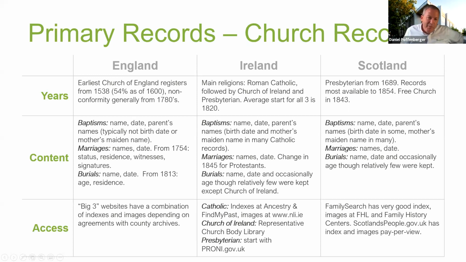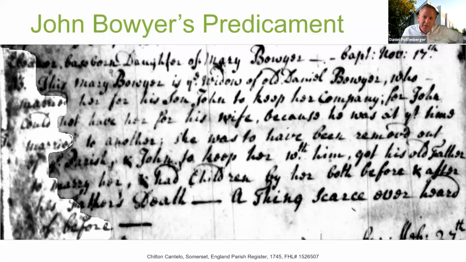I'm going to run through a couple examples of records just for fun in terms of what they contain. This one isn't classic, and this is, again, why you never trust an index, because the index itself would be up here for the baptism of Eleanor, the base-born daughter of Mary Boyer, baptized November 17th. Okay, this is in 1745.